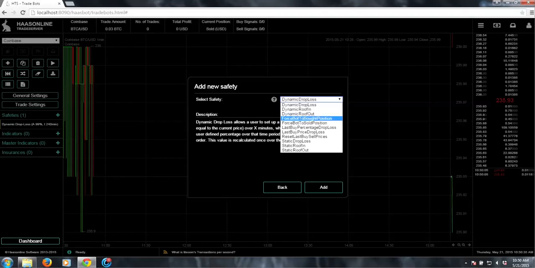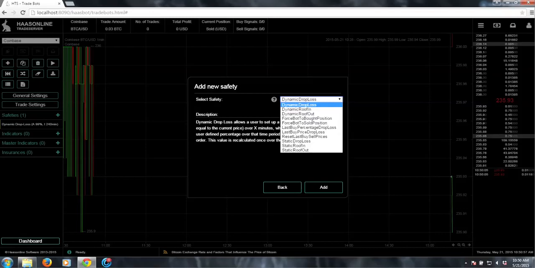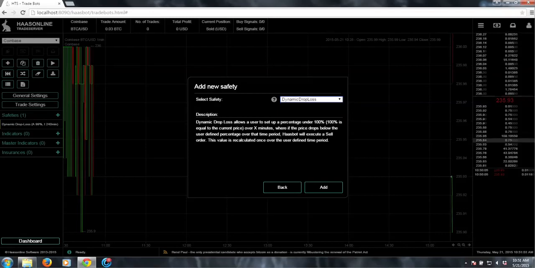Force bot to bot position. That's kind of a special one that's used for like two bot configurations. I won't really go into that now. And the rest of them, then you have the static versions of the drop loss, roof in, and roof out. So obviously this list might change. This is as of Haasbot 2.2.1. But we constantly add new safeties, indicators, and insurances. So this will probably be outdated sometime in the future. But yeah, that's generally how they work.